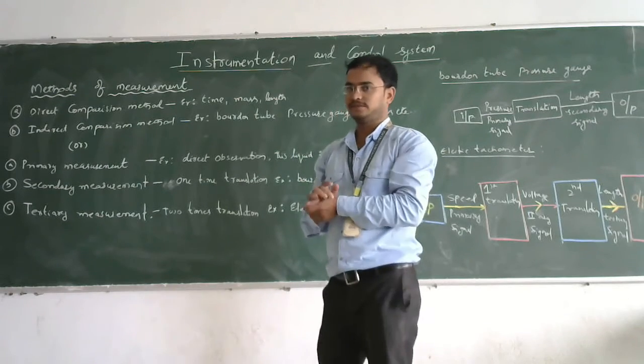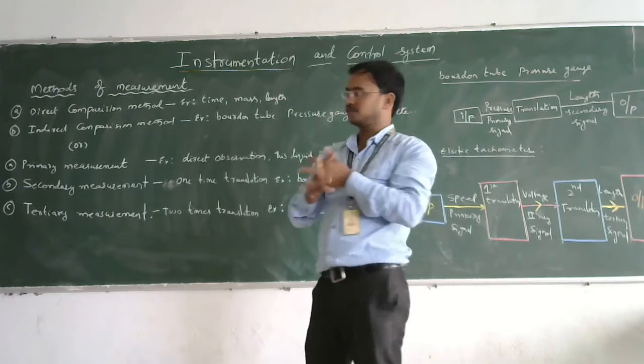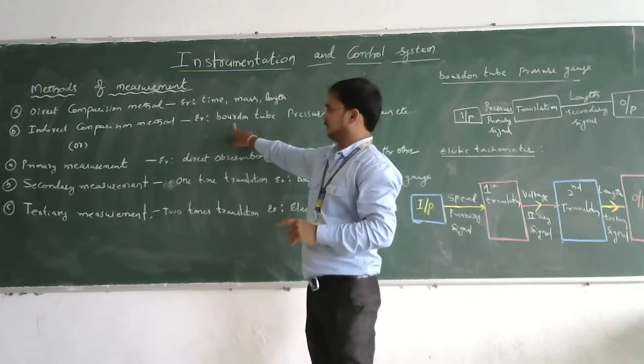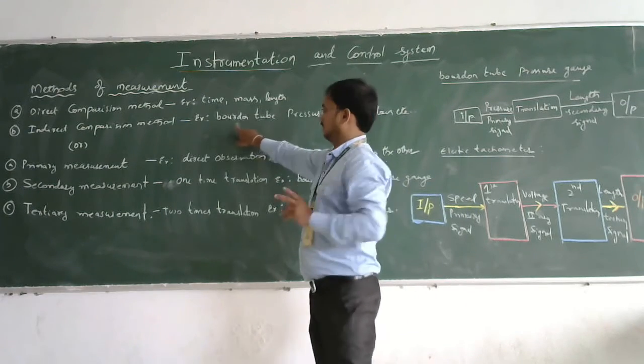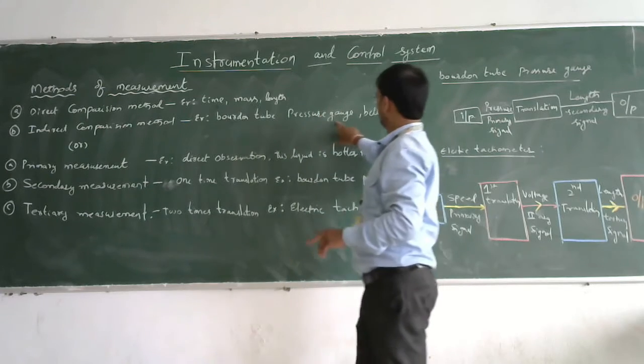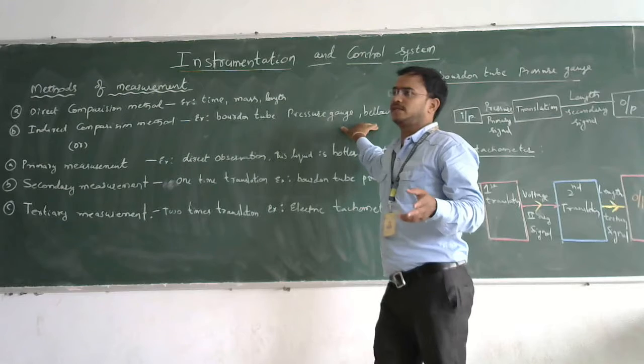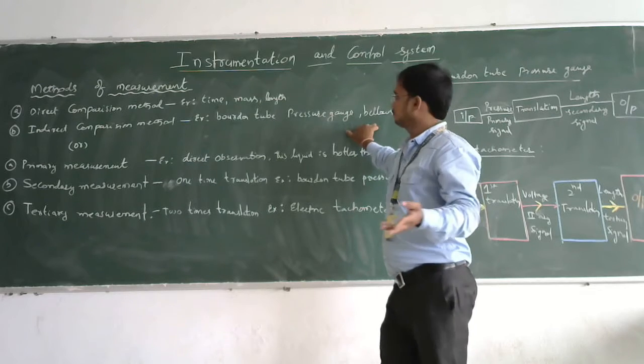I think we are clear with these two, the direct comparison method and the indirect comparison method. In the indirect comparison method, we have some examples here: Bourdon tube pressure gauge, bellows, etc. Those are also examples of finding out the pressure.